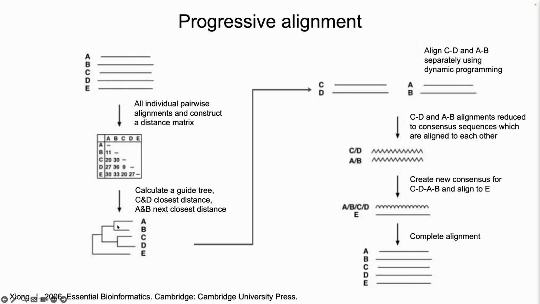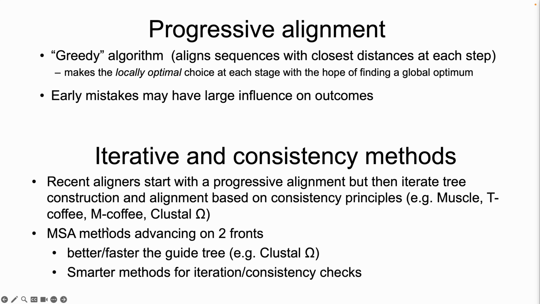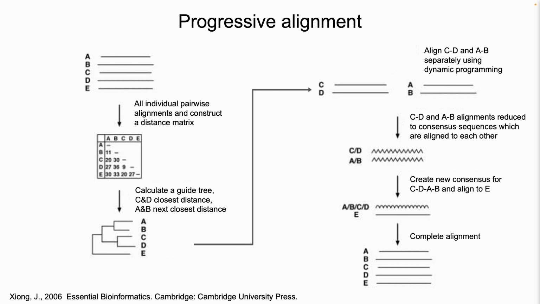So now, if you think about what's happening on the tree, we've aligned these two and made a consensus. That's this branch right here. The C and D alignment consensus is here. Now we're going to align those two things to get this one, right? And so the last step is we've got our consensus of CDAB, and we align that to E. So that's this last alignment down here at the base of the guide tree. And putting all that together gives you the complete alignment, in principle, the best alignment, okay?